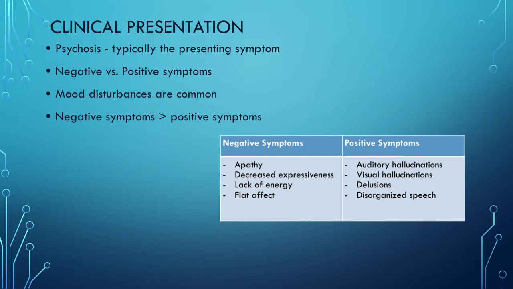Auditory hallucinations are one of the more common positive symptoms. Negative symptoms are typically more difficult to treat. Patients that have schizophrenia may also present with cognitive, social, and memory issues or impairment. Mood disturbances can also affect the patient, and depression tends to be the one that's more commonly noted. Negative symptoms are more prominent than positive.